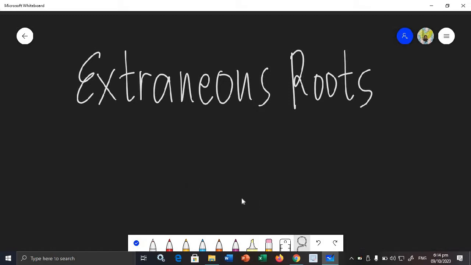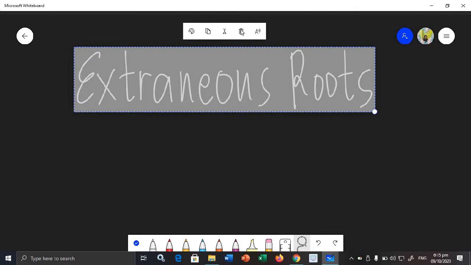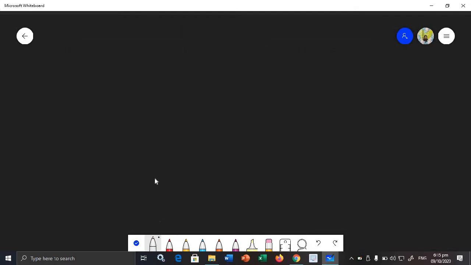Kung bakit extraneous roots, I have no idea. Kung bakit extraneous yung pinalit na term sa quadratic, I have no idea. It is based on, I think, the idea of the mathematicians who proposed this lesson, I think. So, yes. Extraneous roots. Siguro kasi extra roots, ganun. I'm not sure. So, now I am going to teach you how to transform these equations into quadratic equations and how to actually get the extraneous roots of these equations.